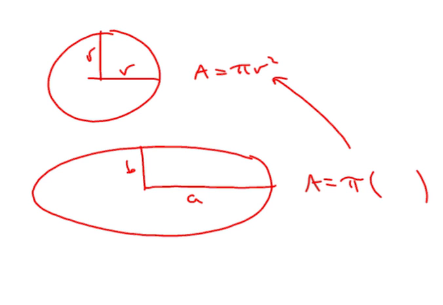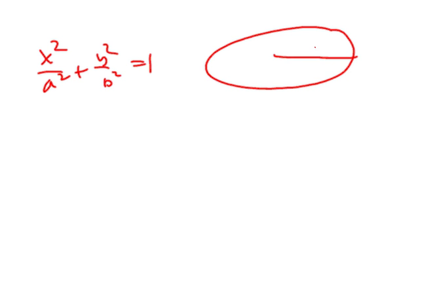Let's do a little bit of work here. So that's our goal, to find the area of the ellipse whose equation is x squared over a squared plus y squared over b squared equals 1. And that's exactly the ellipse I described on the prior page. Half of the major axis is A, half of the minor axis is B. Okay, so what do we know?